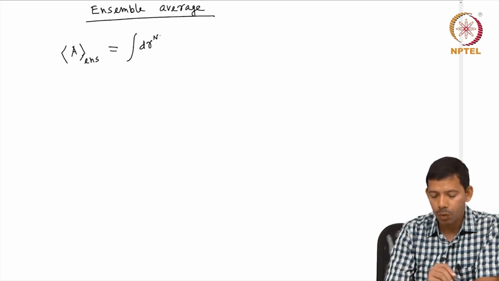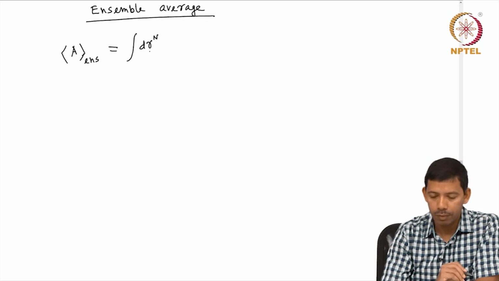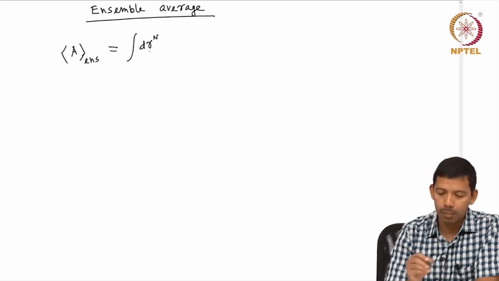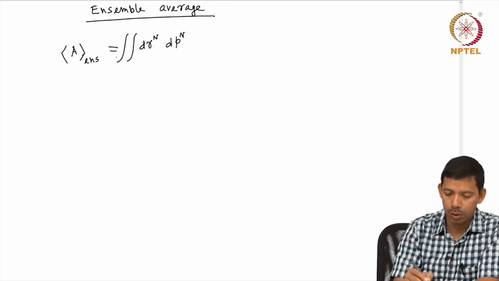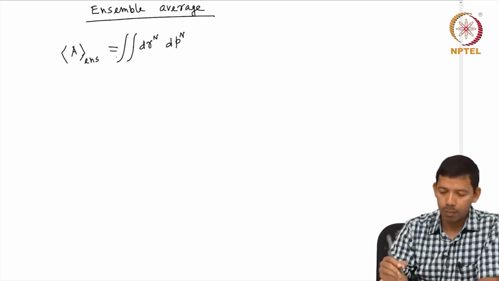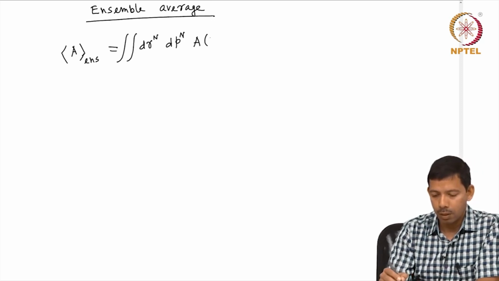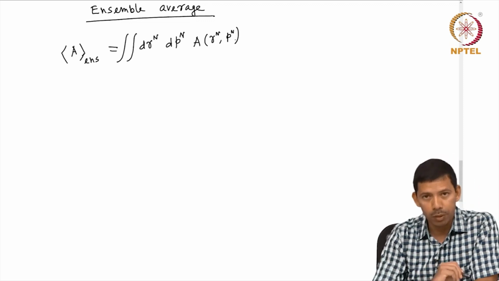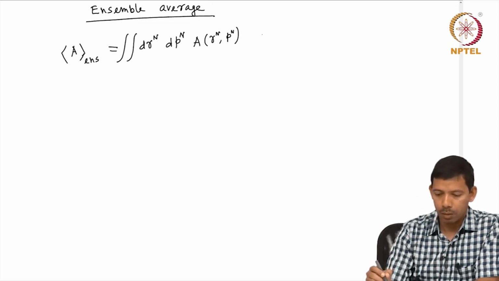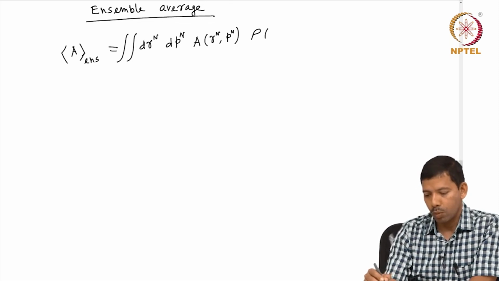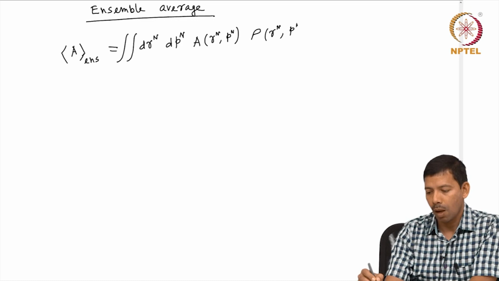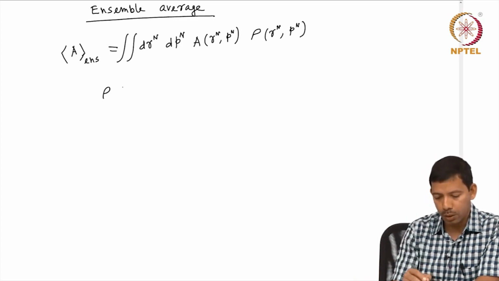the integral of drN, where r, as I said, is the coordinates of each constituent in the system, and N is the number of particles, dpN. So I need to have two integrals, one for r, one for p, and then A(rN, pN), which is basically the instantaneous value of A in each microstate, and then we should have rho(rN, pN), where rho is called the probability density.